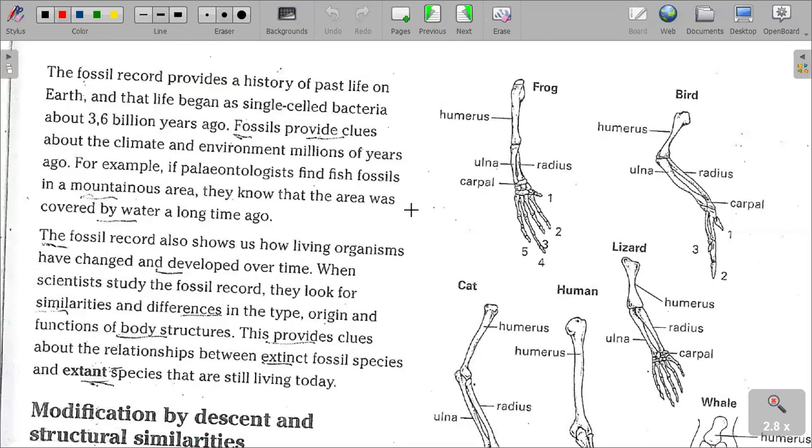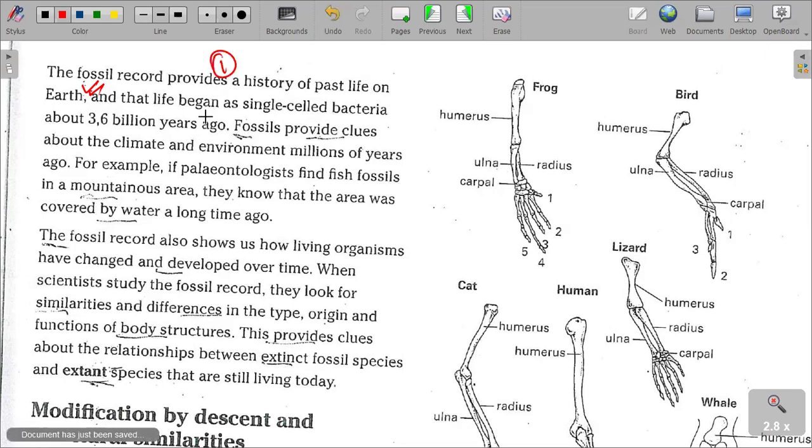So the fossil record provides a history of life. Fossil records provide a history of past life on Earth. So how do fossils help us? They provide the history of past life on Earth, and that life began as single-celled bacteria about 3.6 million years ago. That is one thing there. So one, it provides history of the past.